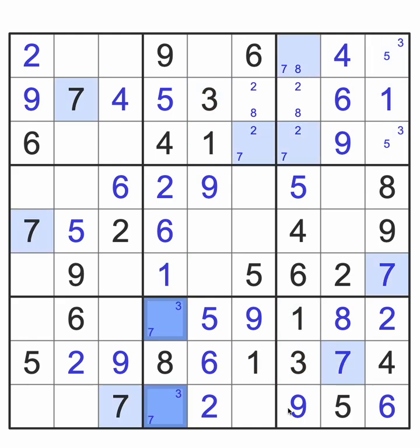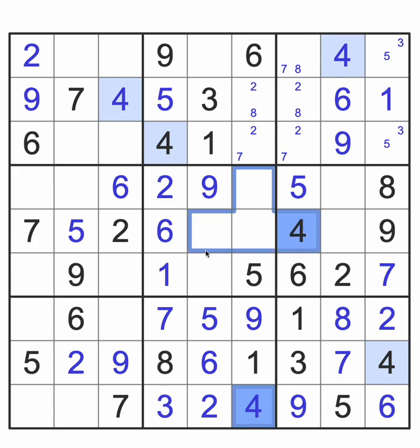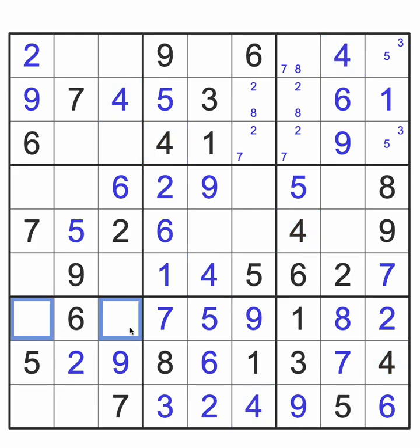These are 3 and 7. 7 here makes this cell 3, gives me 7, and that makes this cell 4, which blocks these. This 4 blocks here, gives me 4 here. And these are 3 and 4. 4 here makes this cell 3, and this is 4. 4 and 4 block these, gives me 4 here.